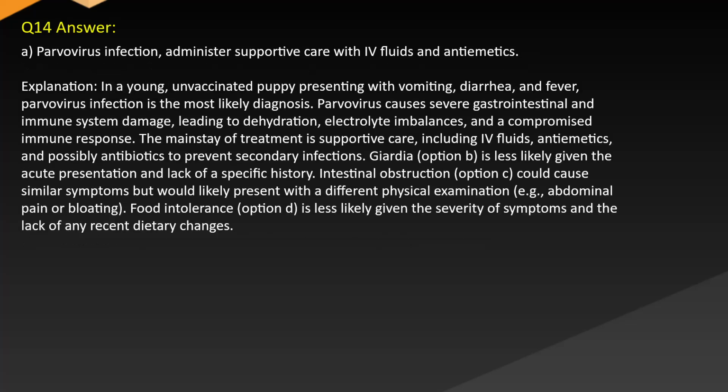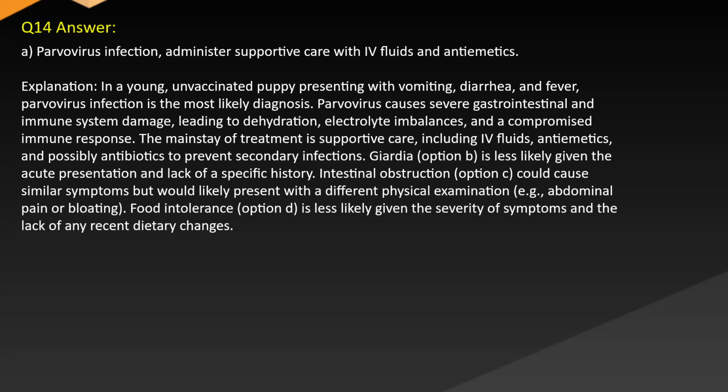Answer A. Parvovirus infection. Administer supportive care with fluids and antiemetics. Explanation: in a young, unvaccinated puppy presenting with vomiting, diarrhea, and fever, parvovirus infection is the most likely diagnosis. Parvovirus causes severe gastrointestinal and immune system damage, leading to dehydration, electrolyte imbalances, and a compromised immune response. The mainstay of treatment is supportive care, including fluids, antiemetics, and possibly antibiotics to prevent secondary infections.